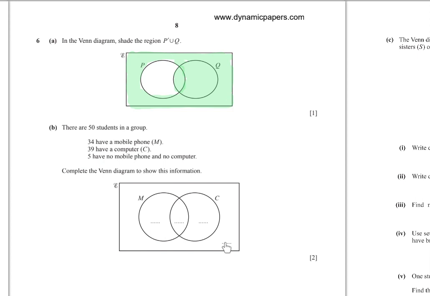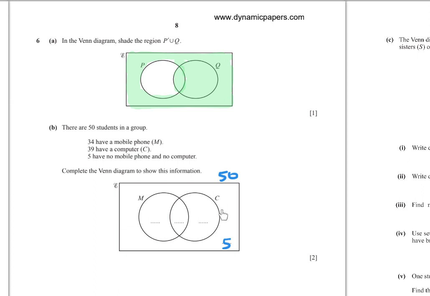So you can deduce that this number is 5. And we know that the total is 50, so the sum of all is 50. Complete the Venn diagram to show this information. We need to find this number and that one and that one.